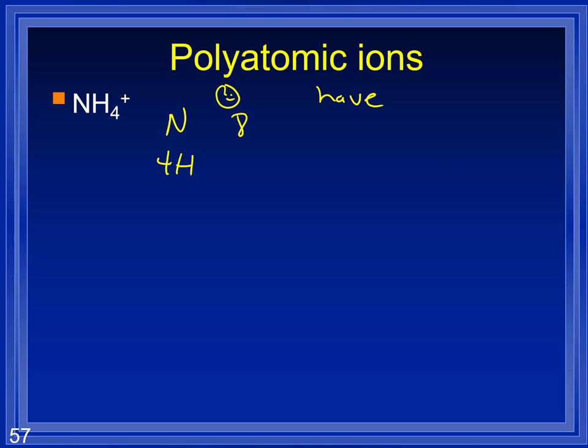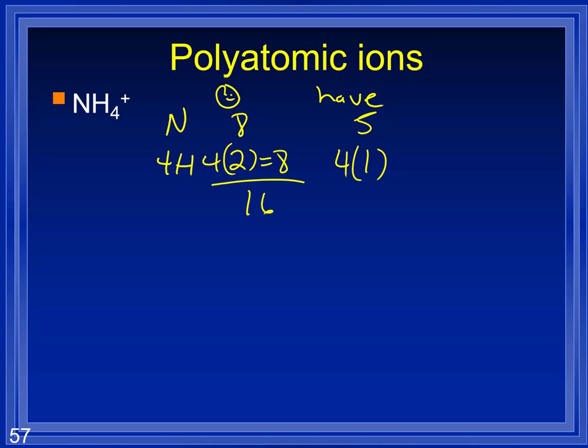Happy number for nitrogen is 8. Happy number for hydrogen is 2, but there's 4 of them, so I have 8 more. 8 and 8 is 16. Happy number is always going to be 8 or 2. Have number: nitrogen has 5. Hydrogen has 1, but there's 4 of them.